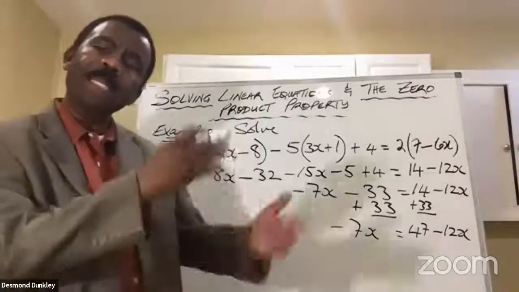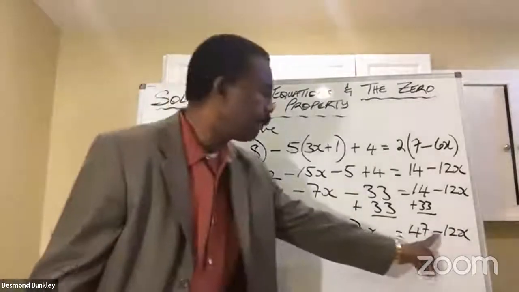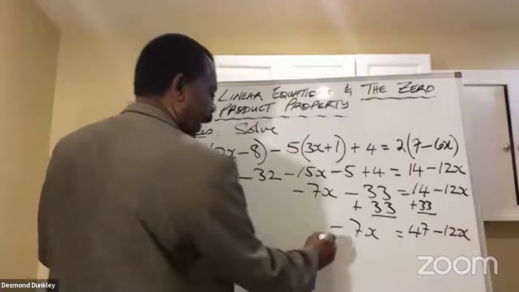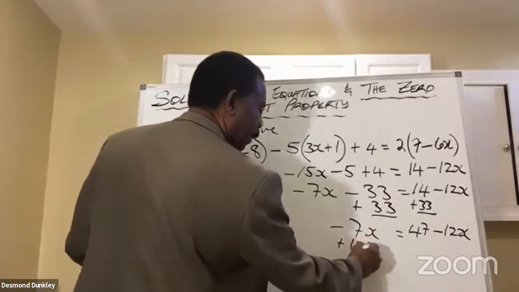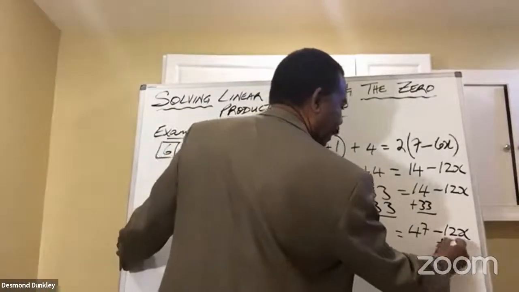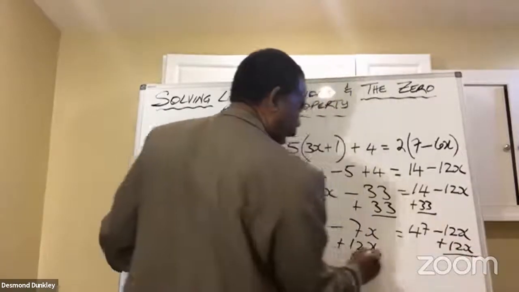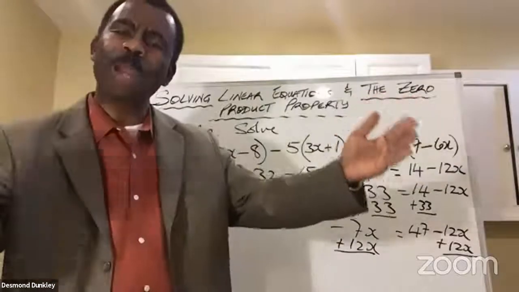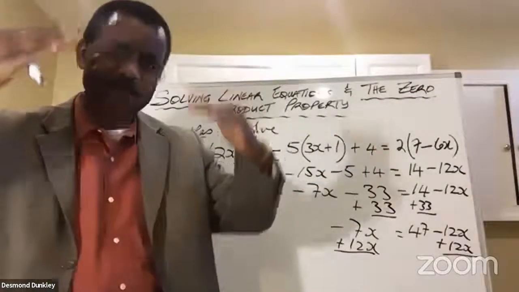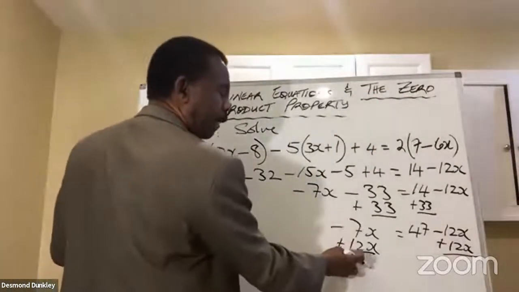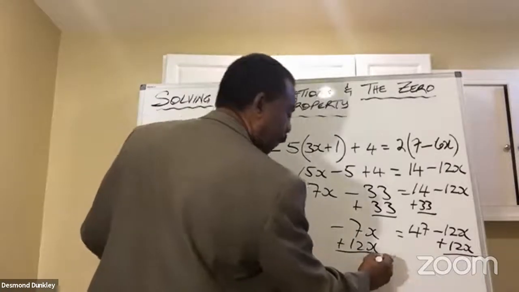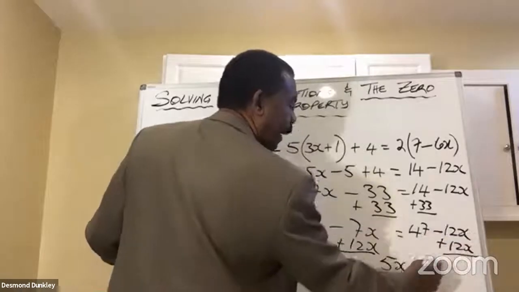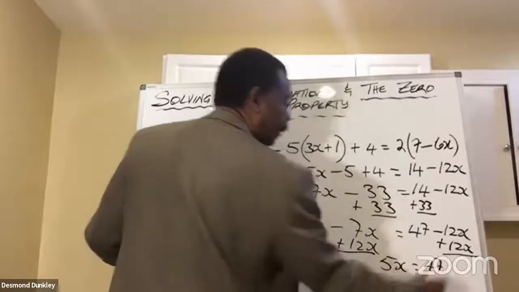Now we need to get all the x's on one side. So this is a minus 12x. Why not add 12x to both sides? So add 12x. I hope you notice that everything we do to the left, we do to the right. That's how you keep it balanced. So negative 7 plus 12 gives me positive 5x equal to, this cancels that, I get 47.